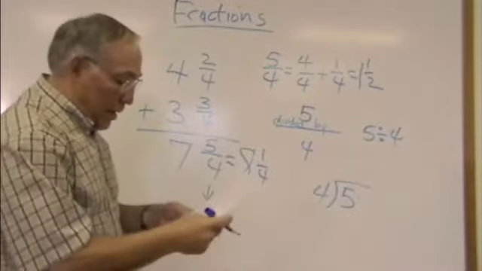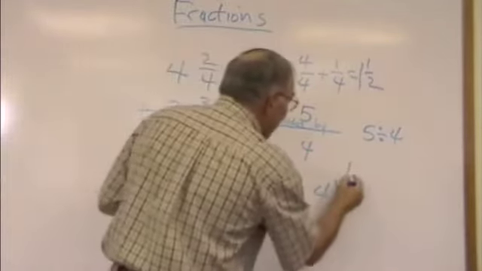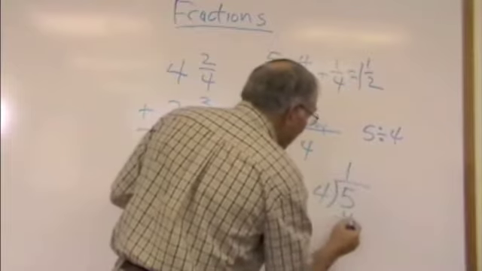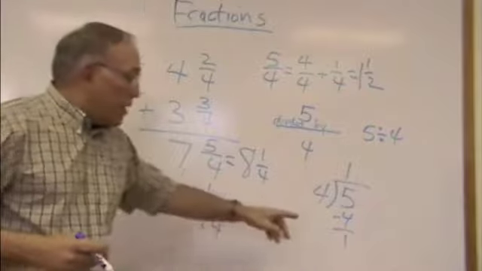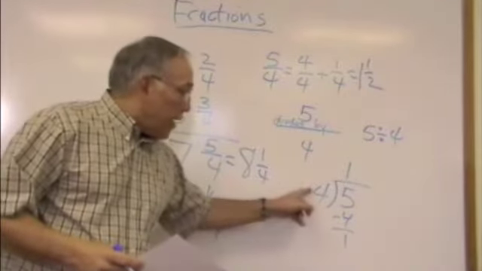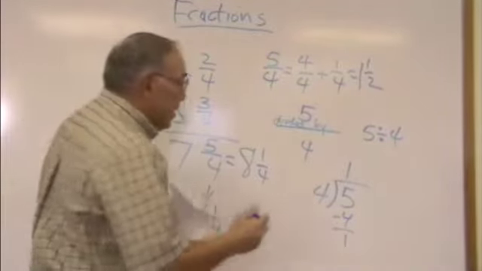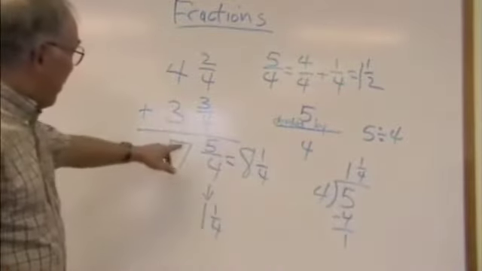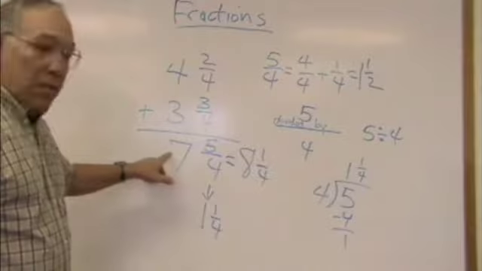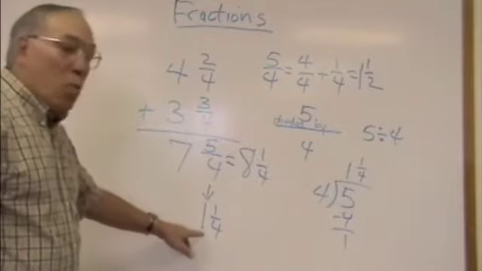Okay? If I do that little problem, 4 goes into 5 one time. 1 times 4 is 4. I subtract, I get 1 for a remainder. And remember, one of the things that we can do with the remainder is turn it into a fraction by putting it over this number. So that is 1 and 1/4, okay? So that 5/4 that goes along with a 7 is really 1 and 1/4.